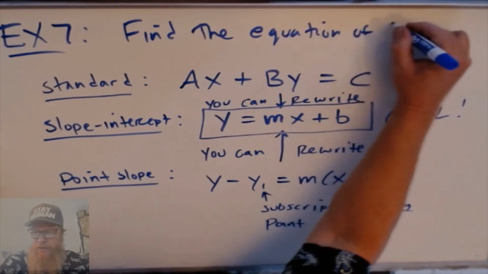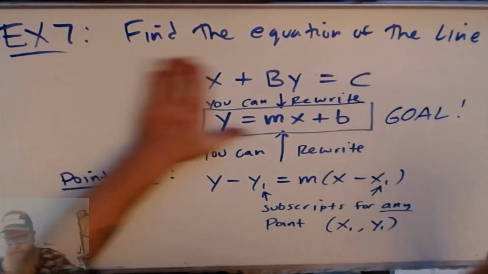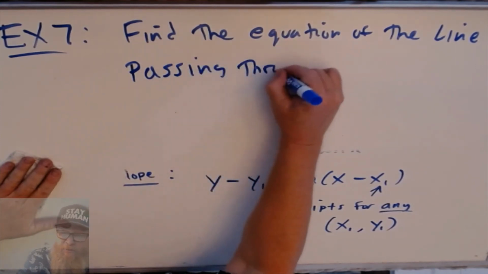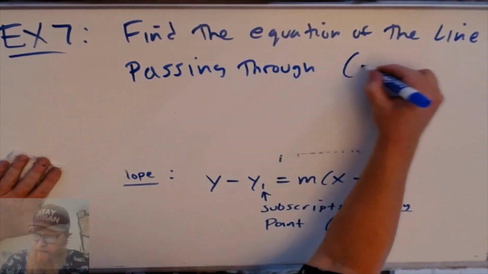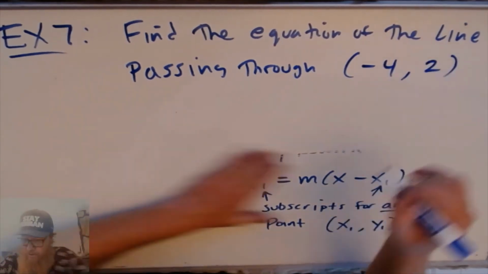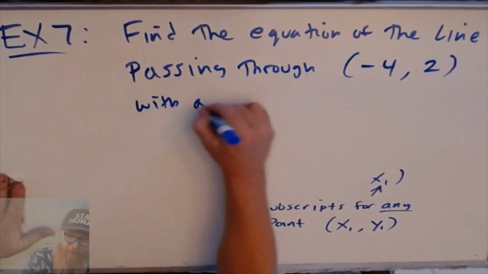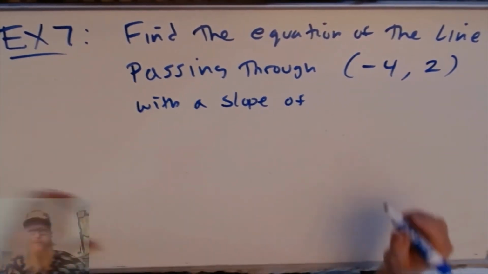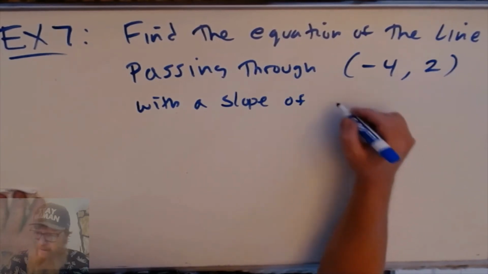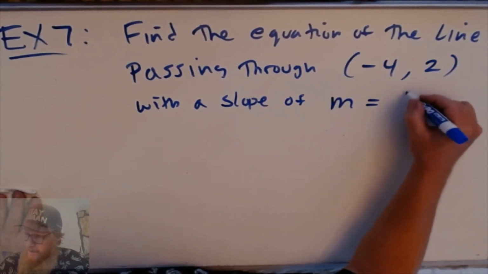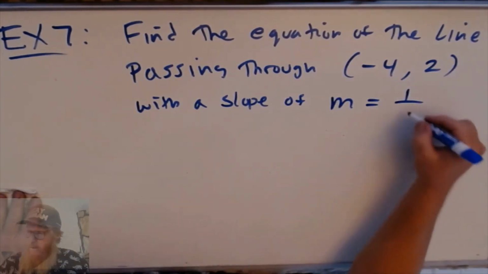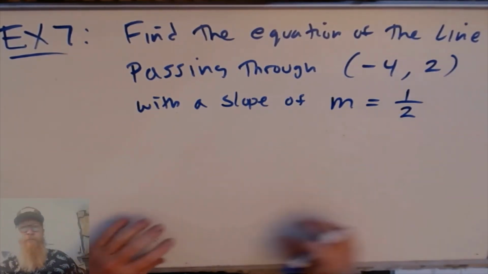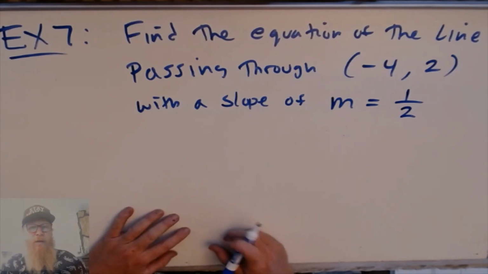Find the equation of the line passing through (-4, 2) with a slope of m equals 1/2. M equals 1/2.